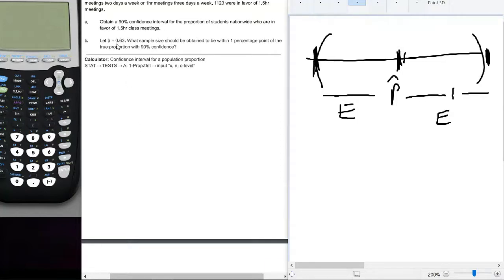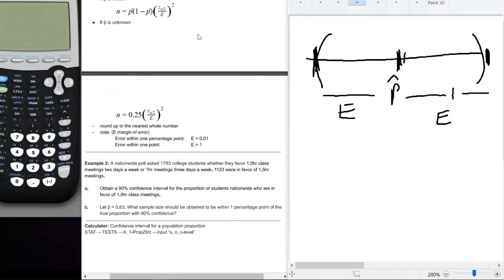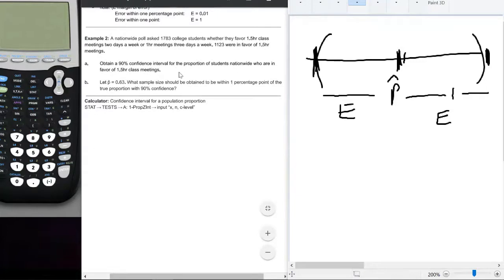So let p hat be equal to 0.63. What sample size should be obtained to be within 1 percentage point of the true proportion with 90% confidence? In this problem, we're looking to be within some margin of error. In this case, it says within 1 percentage point. And I do want to point out in the homework assignment, be careful with the margin of error here. This will be your keyword for E, because in the sample size formula, we do need the margin of error. The way it's worded will be important though.